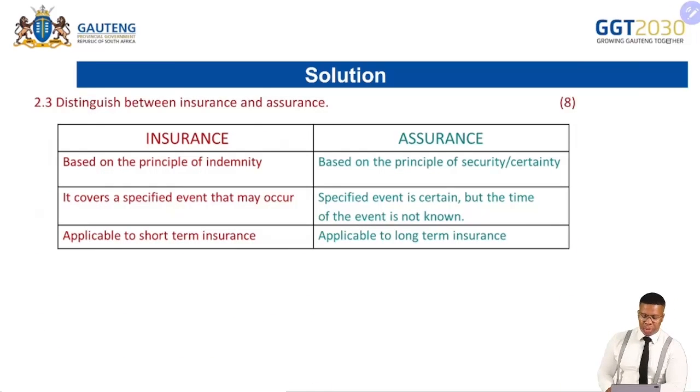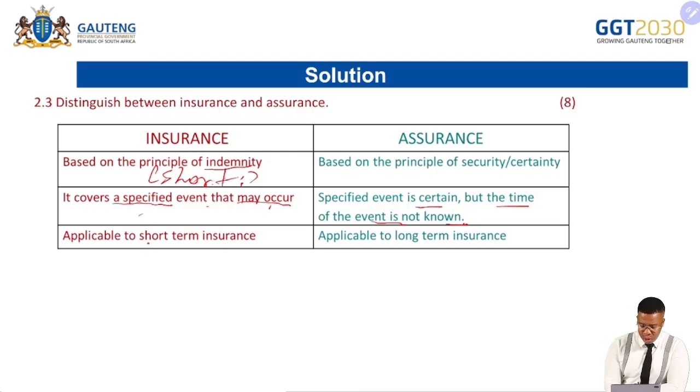Then the difference between insurance and assurance: insurance is based on the principle of indemnity, while assurance is based on the principle of security or certainty. And then looking into insurance again, it covers a specified event that may occur, while with assurance, a specified event is certain, but the time of the event is not known. So when you're looking into insurance, indemnity, it talks to short-term insurance. And this will also help you to explain the principle of indemnity when a question like "explain the principle of indemnity" is asked. And then this covers a specified event that may occur.